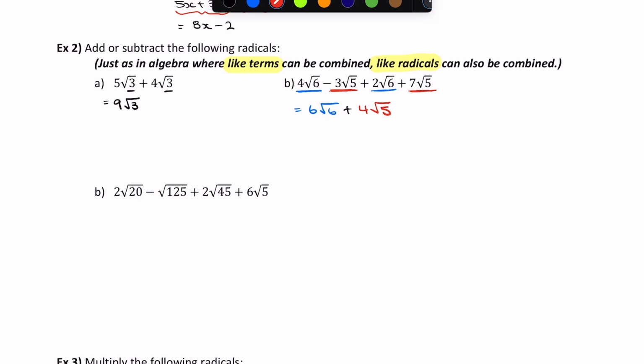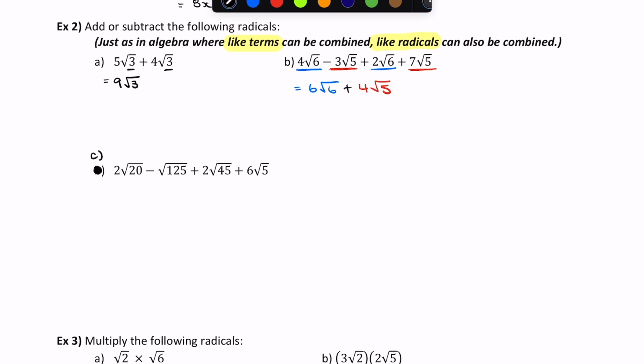Okay, so let's look at this example here, which should be C. This example of C here has 2 square root 20 minus square root 125 plus 2 square root 45 plus 6 square root 5. As we see here, currently there is nothing that is a like radical. So what you want to do is convert these values into ones that can be like radicals.